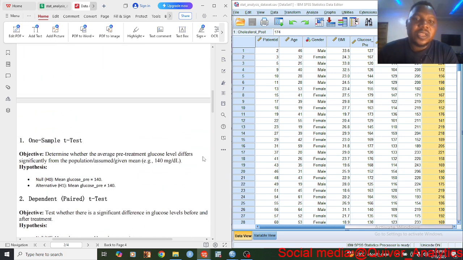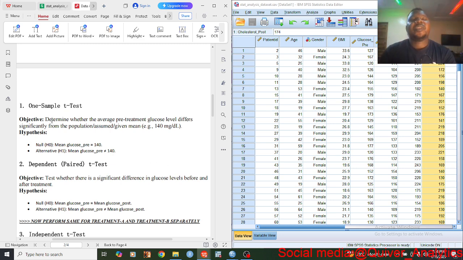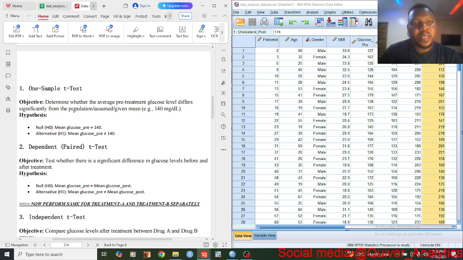All right, without wasting much time, the first test we want to do is the one sample t-test. Now the objective is this: to determine whether the average pre-testing glucose level differs significantly from the population or assumed given mean of 140.